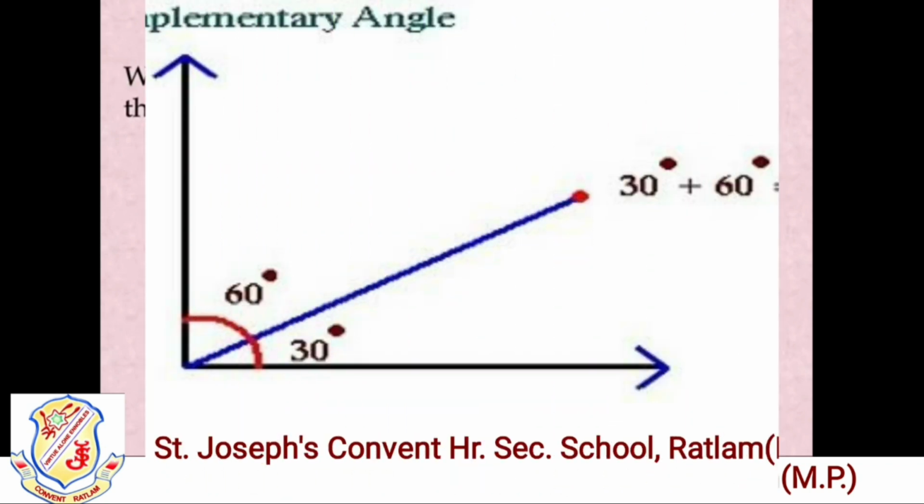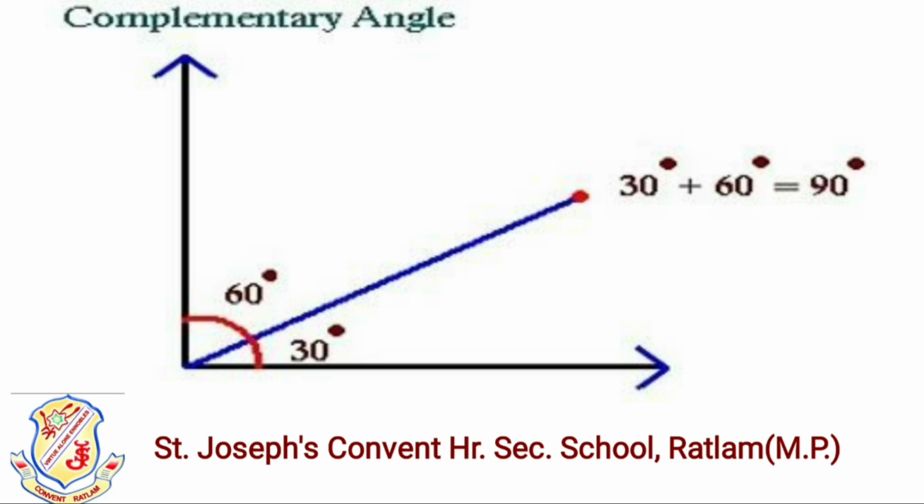For example, in this figure also you can see two angles sharing a common vertex, and 60 plus 30 will give you 90 degrees. So these angles are also called complementary angles. It doesn't matter that the angles should be separate. If they are sharing a common vertex but their sum is 90 degrees, then these angles are called complementary angles.